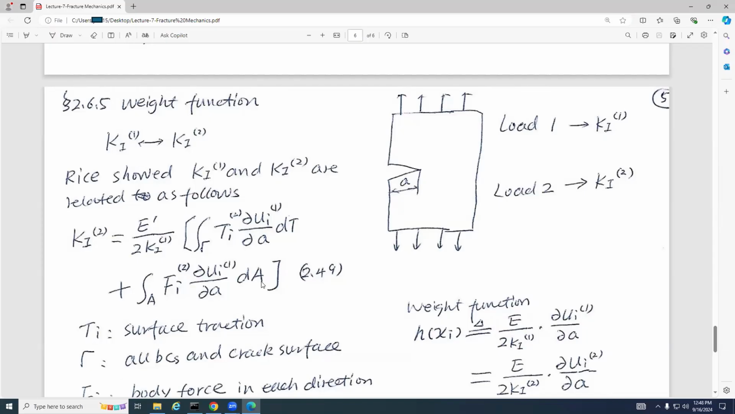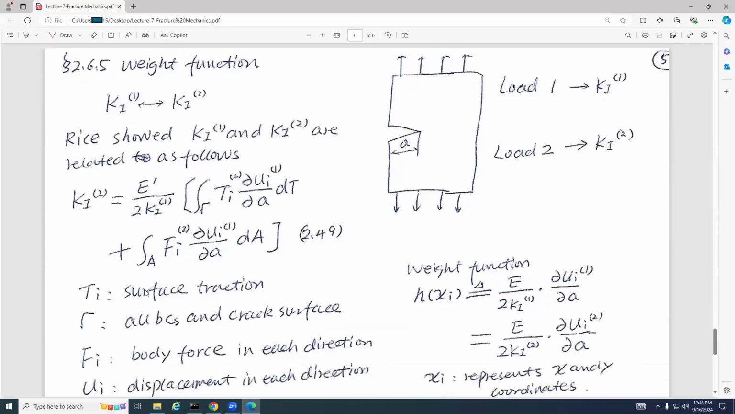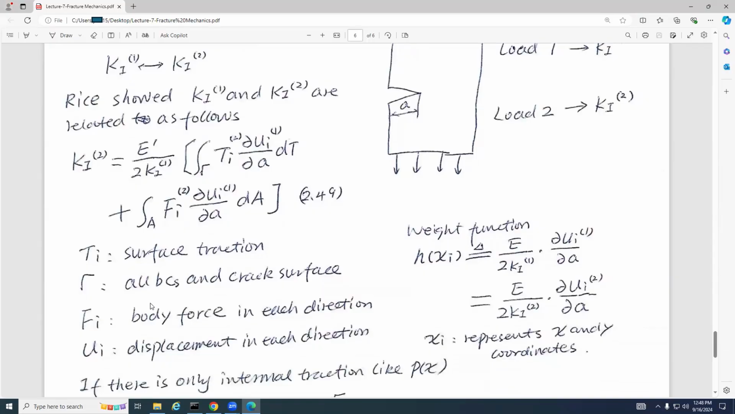So this equation, and based on this equation, we can calculate the Ki, and based on the Ki1, Ki2. The Ti is the surface traction, and the gamma is all boundaries and the cracked surface, all boundaries, and the Fi is the body force in each direction, and Ui is the displacement in each direction.